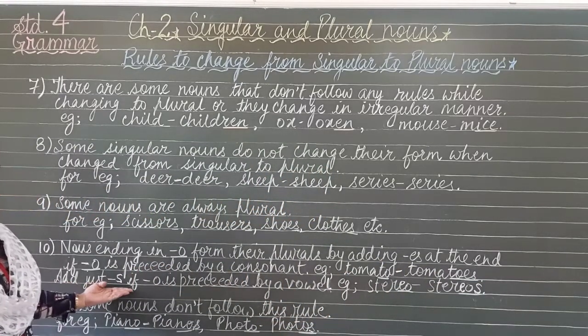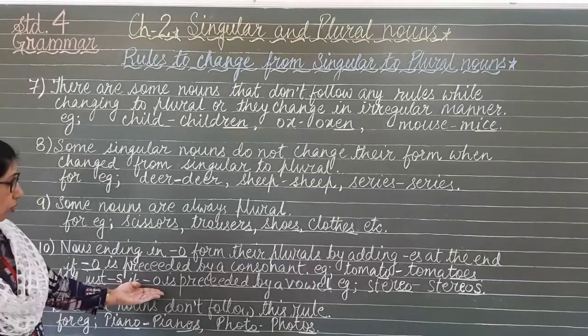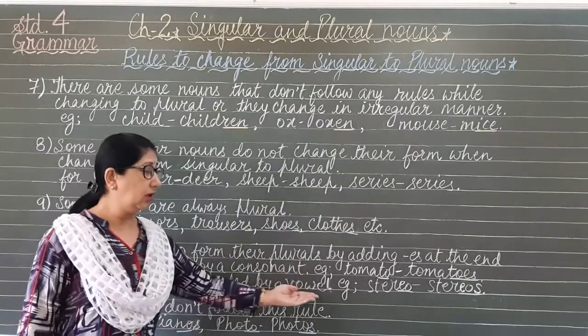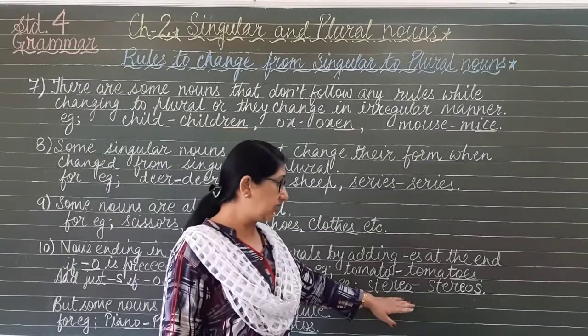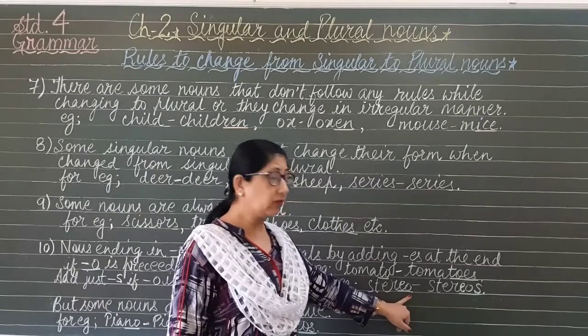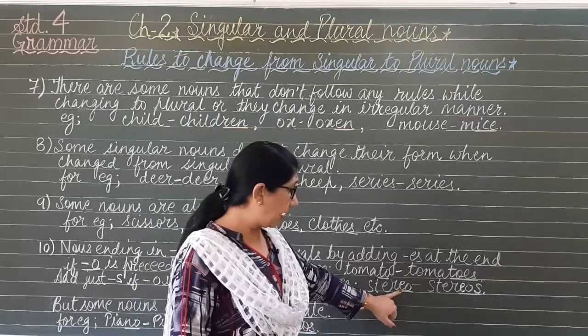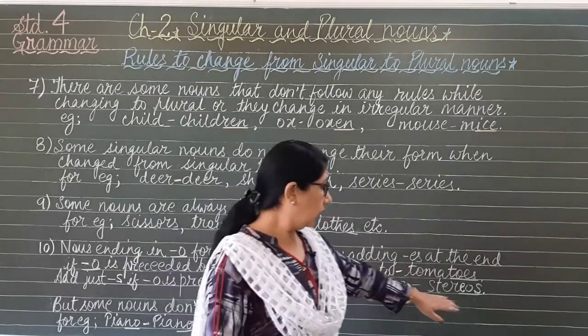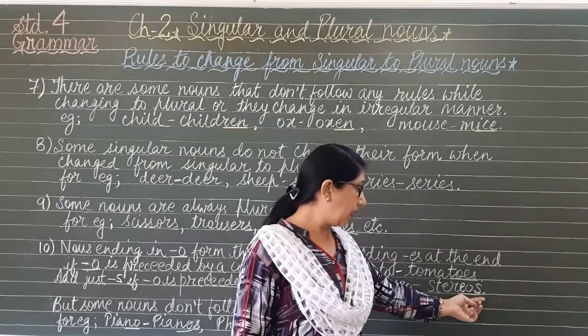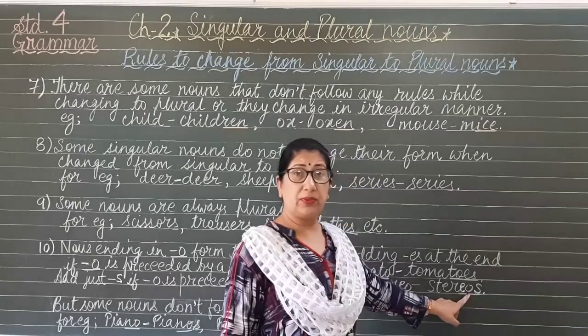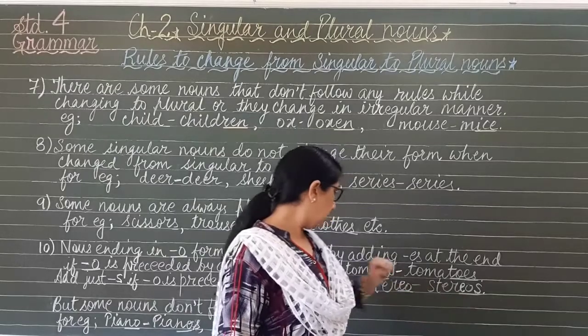Similarly here we can see we have to add just s if o is preceded by a vowel letter, okay, or a vowel. For example, stereo. In stereo the last letter we can see is o preceded by a vowel, so the plural will be stereos. Only we have to add s at the end because o is preceded by e, okay.